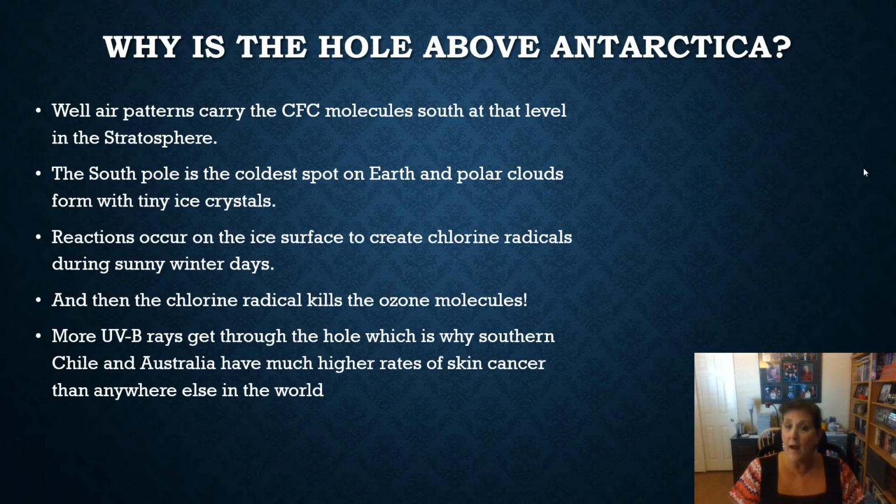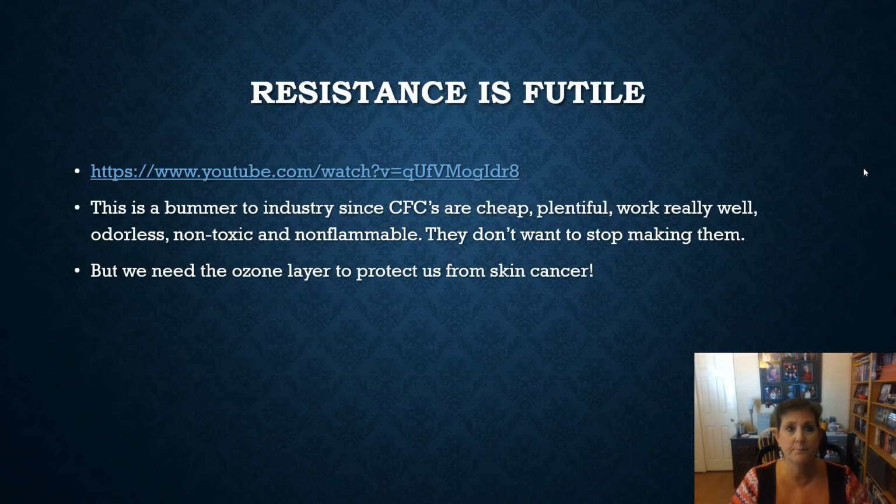So that's why it's south, because we need the cold clouds to have the chlorine radical pop off. But it is affecting the layer around the Earth. It's slowly getting smaller everywhere, but we got a hole above Antarctica.